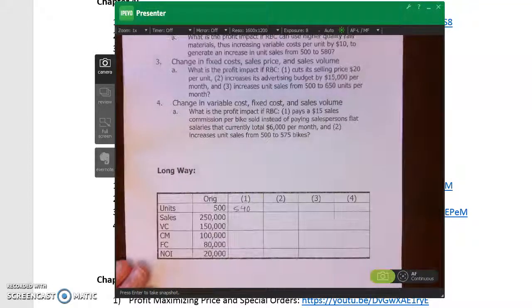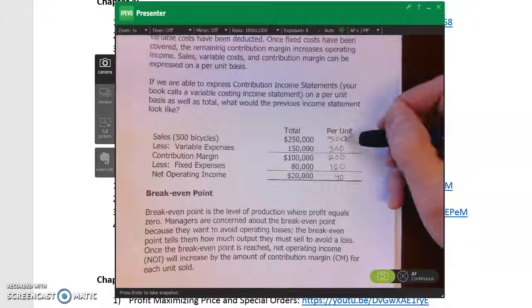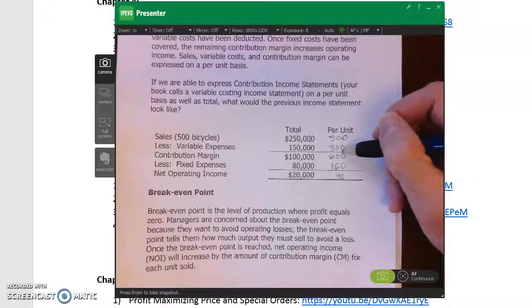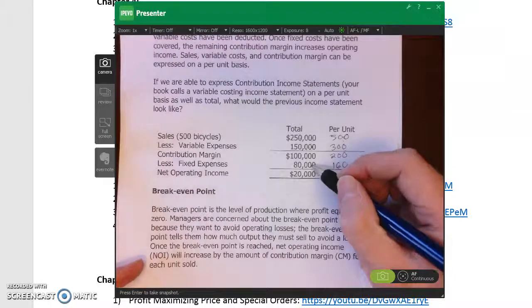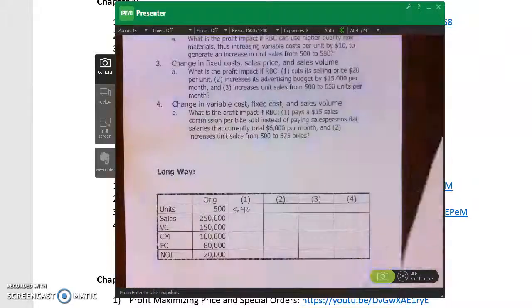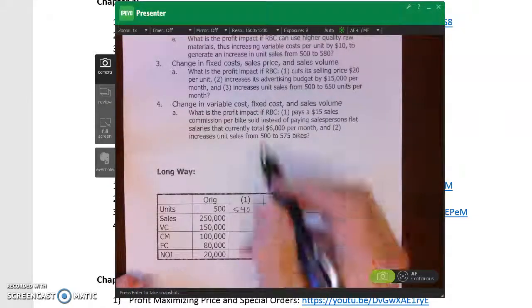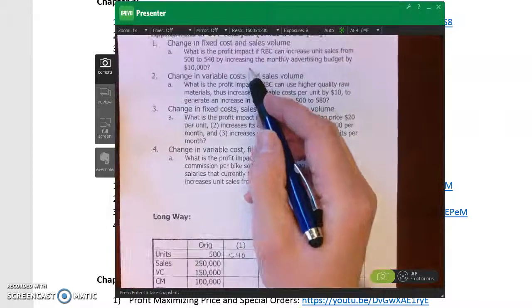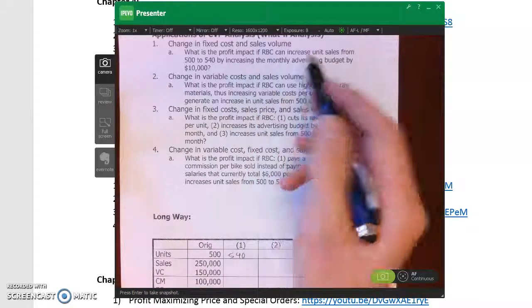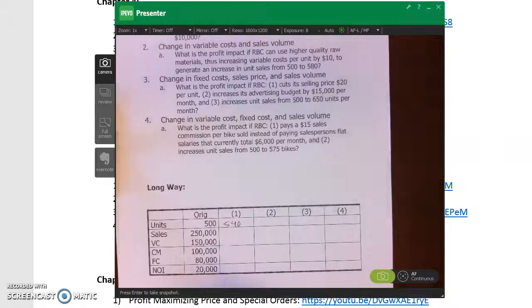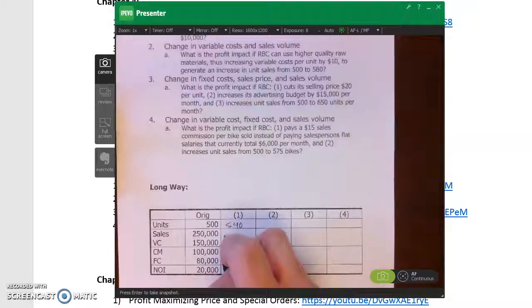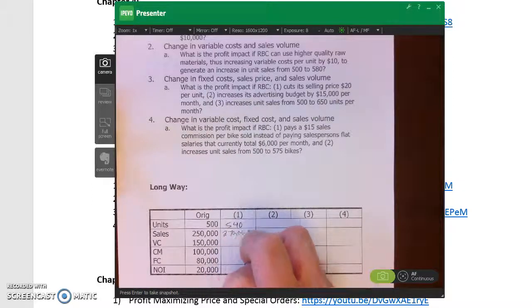And then remember what I'm assuming, we're still using that same example, is that my price per unit stays the same, my variable cost per unit stays the same, and my contribution margin per unit stays the same, and my total fixed cost of $80,000, which we'll see will change, okay? But I don't see anything here about changing my sales price, and so that means that my sales price stays constant at $500. So $500 times 540 would give us $270,000.